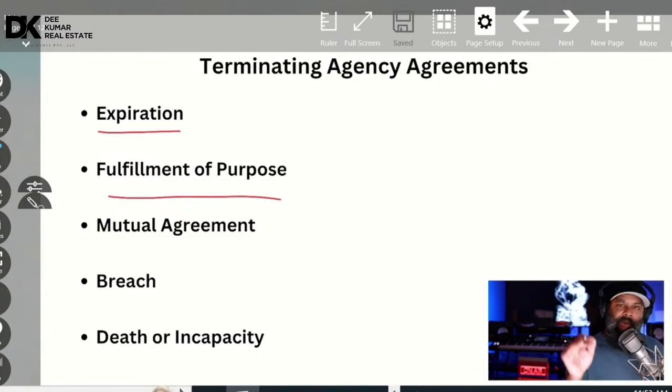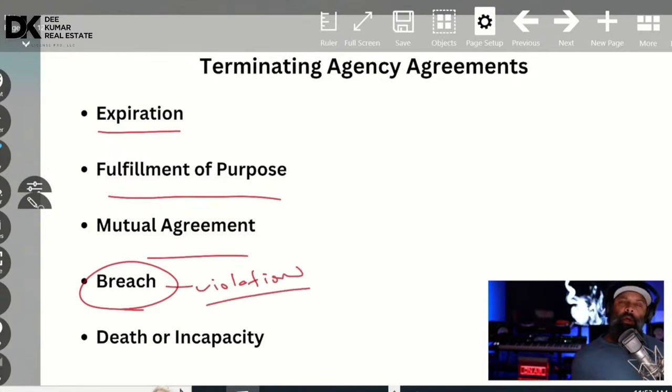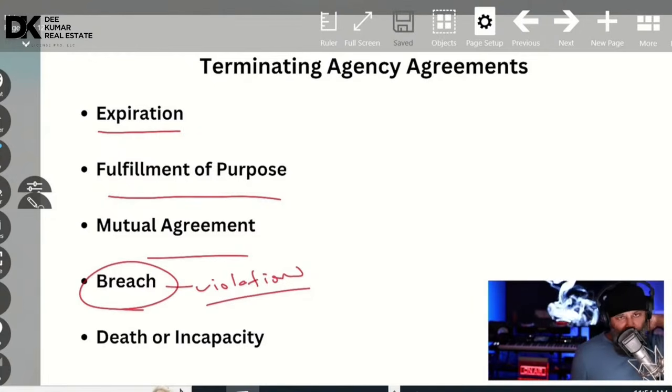Mutual agreement. Hey, agent, this isn't working out for me. Agent says, I agree, this isn't working out for me either. Let's terminate. Let's agree to disagree, right? That's mutual agreement. Breach of contract. Breach is a violation. And so the seller could sue the agency for breach of contract, or lack of fiduciary trust, these types of things. Breach is where somebody violates a contractual obligation, and there are certain remedies. There could be money damages, there could be just termination of the agreement, and so on.